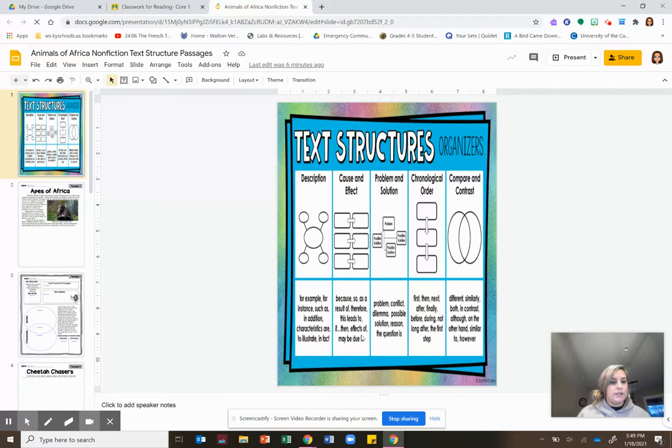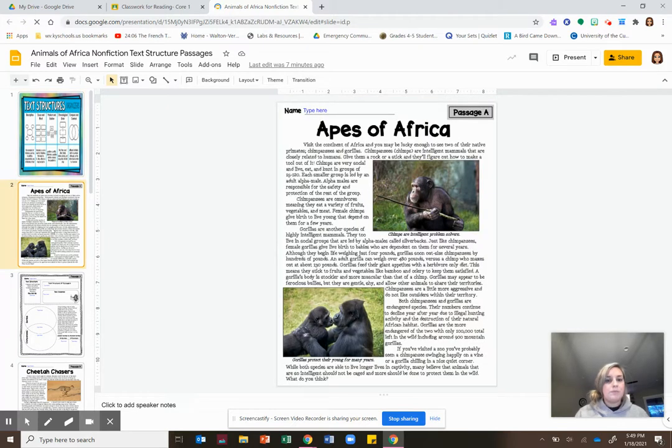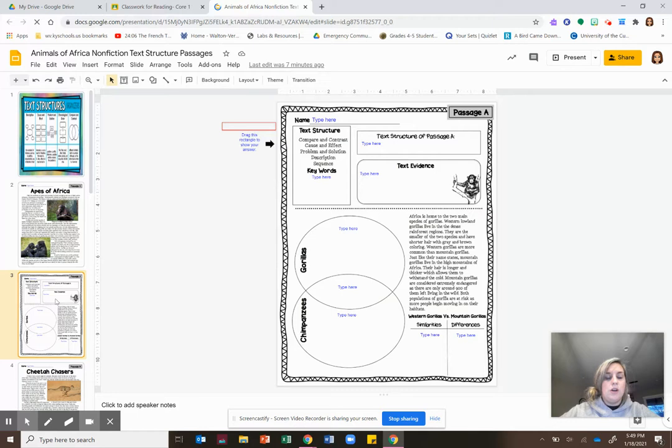There is no work for Monday this week, Martin Luther King Jr. Day. We are off school, so this first passage is going to be completed on Tuesday. Tuesday, you are going to be completing slides 2 and 3. You are going to read this passage A, Apes of Africa, and then once you have read this passage, you are going to complete the worksheet that goes with it.